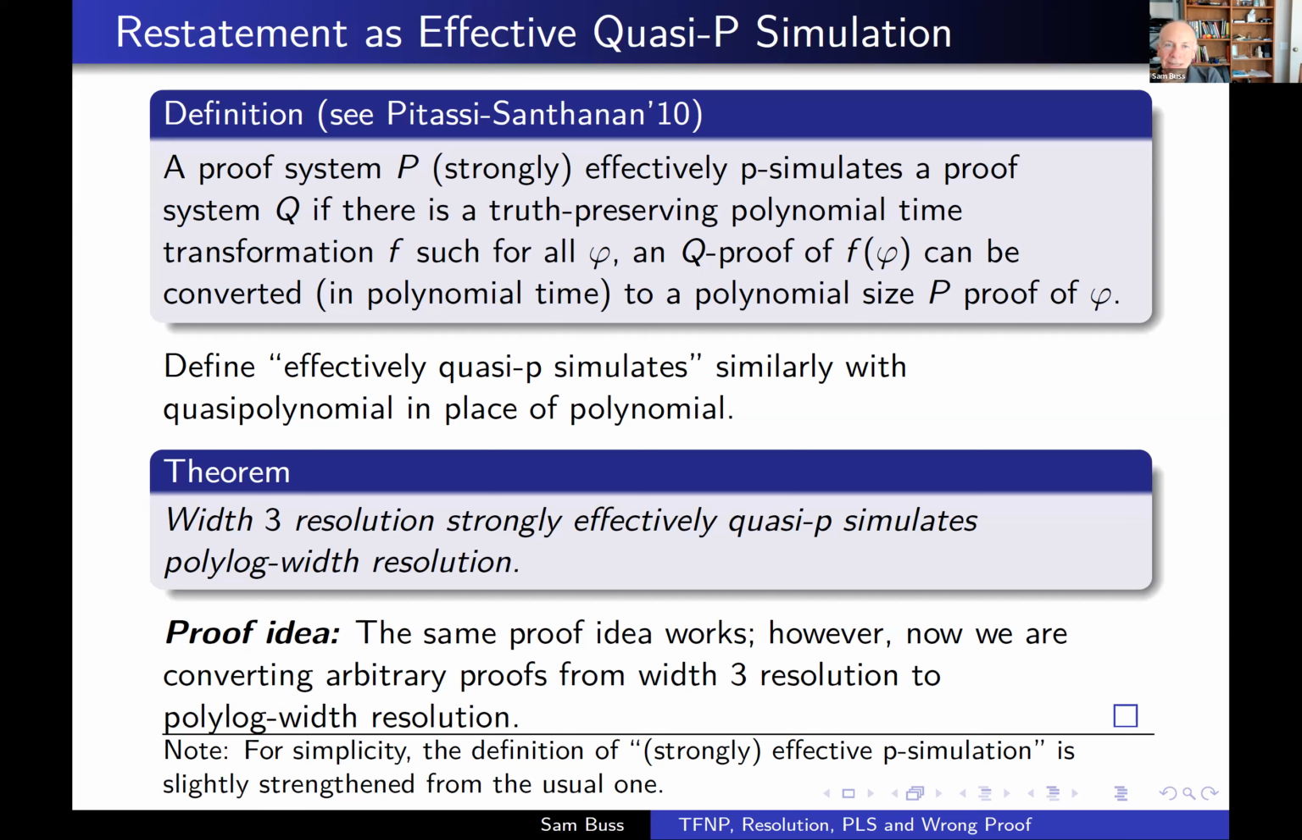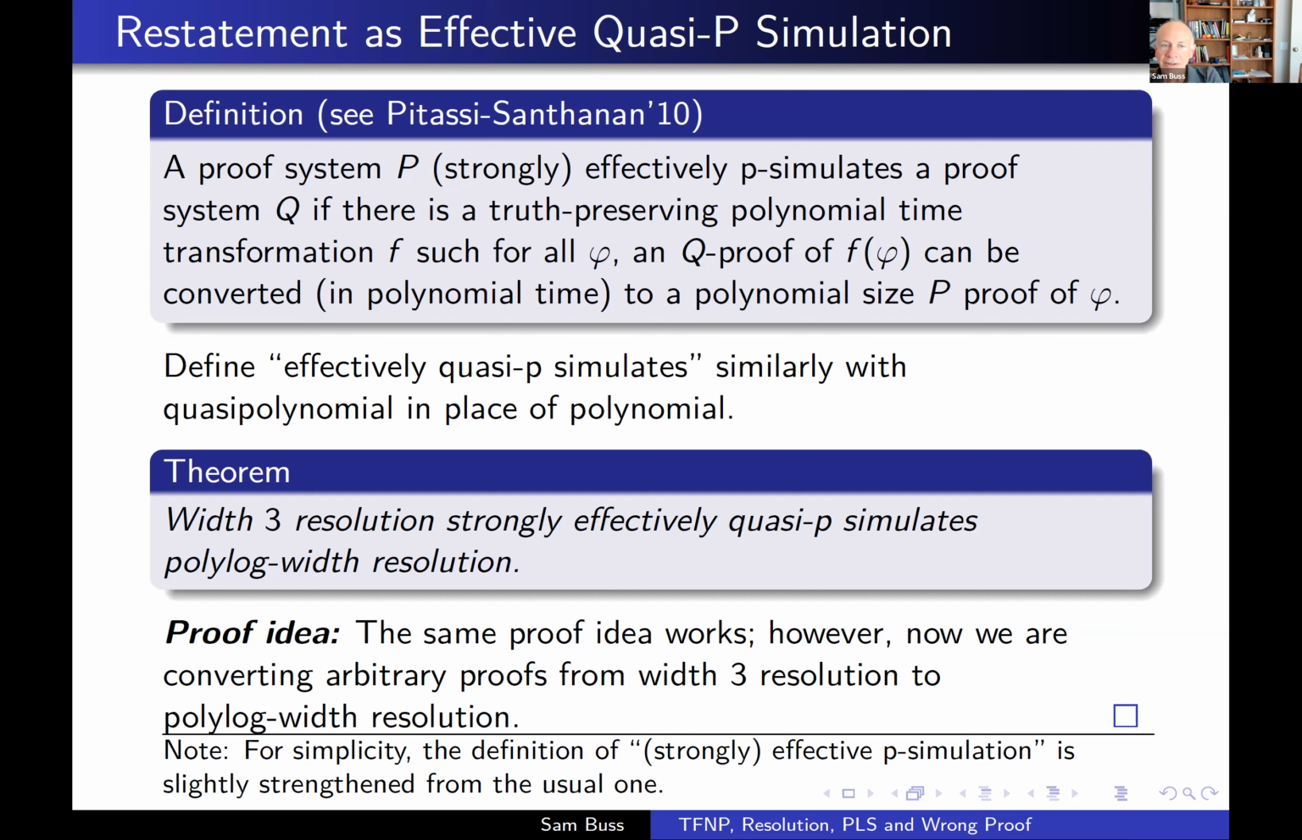So proof system P strongly, effectively P-simulates a proof system Q if there's a truth-preserving transformation f, computable in polynomial time, which takes any formula phi in the language of P and transforms it to a formula f of phi in the language of Q, such that any Q proof of f of phi can be converted back to a P proof of phi in polynomial time.